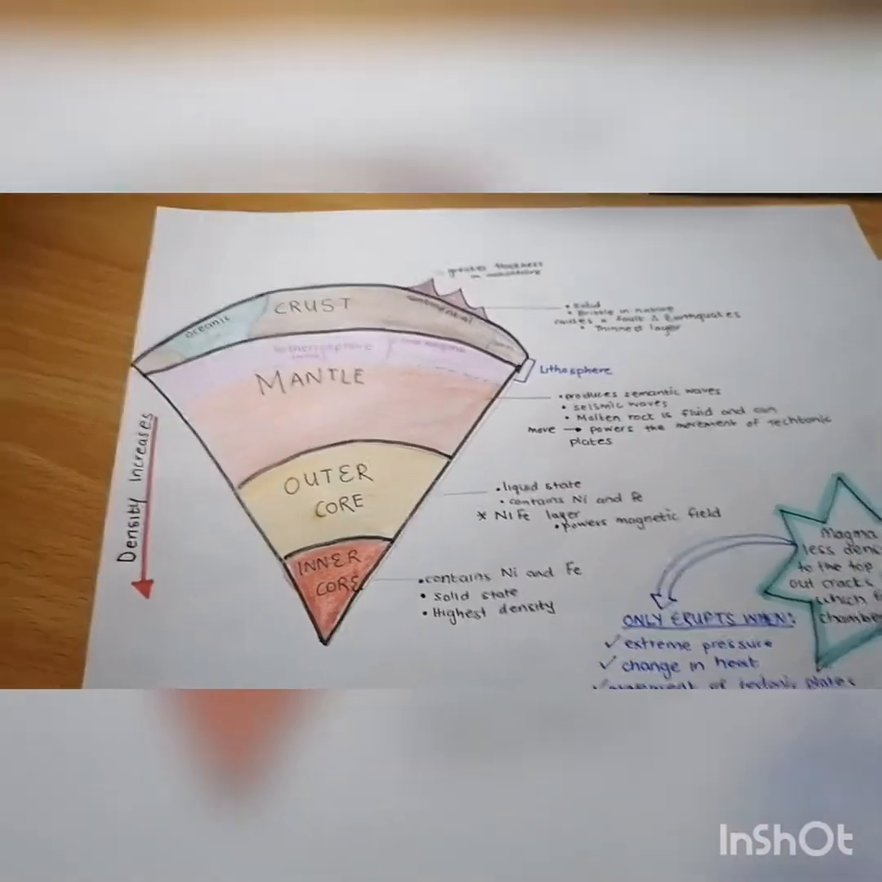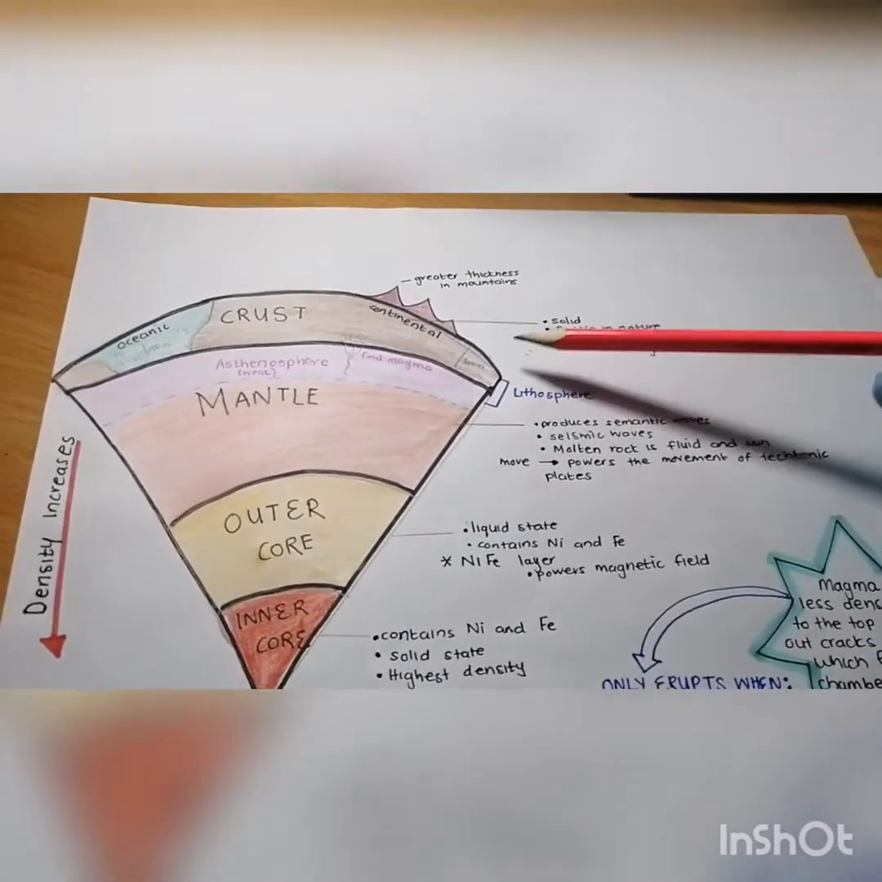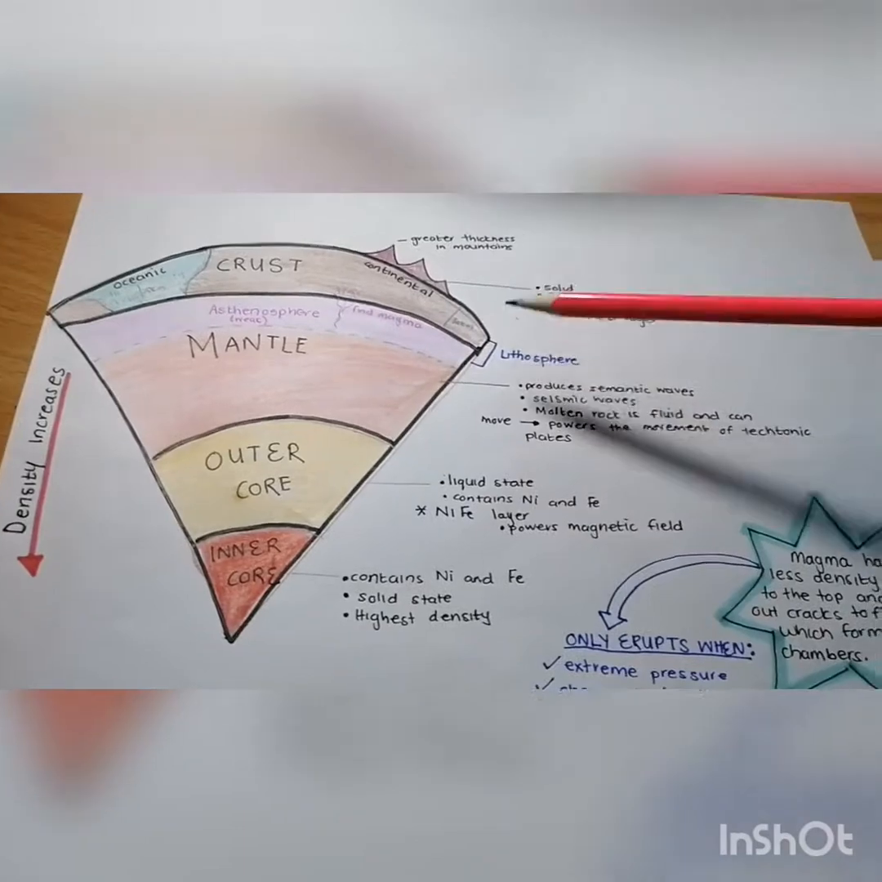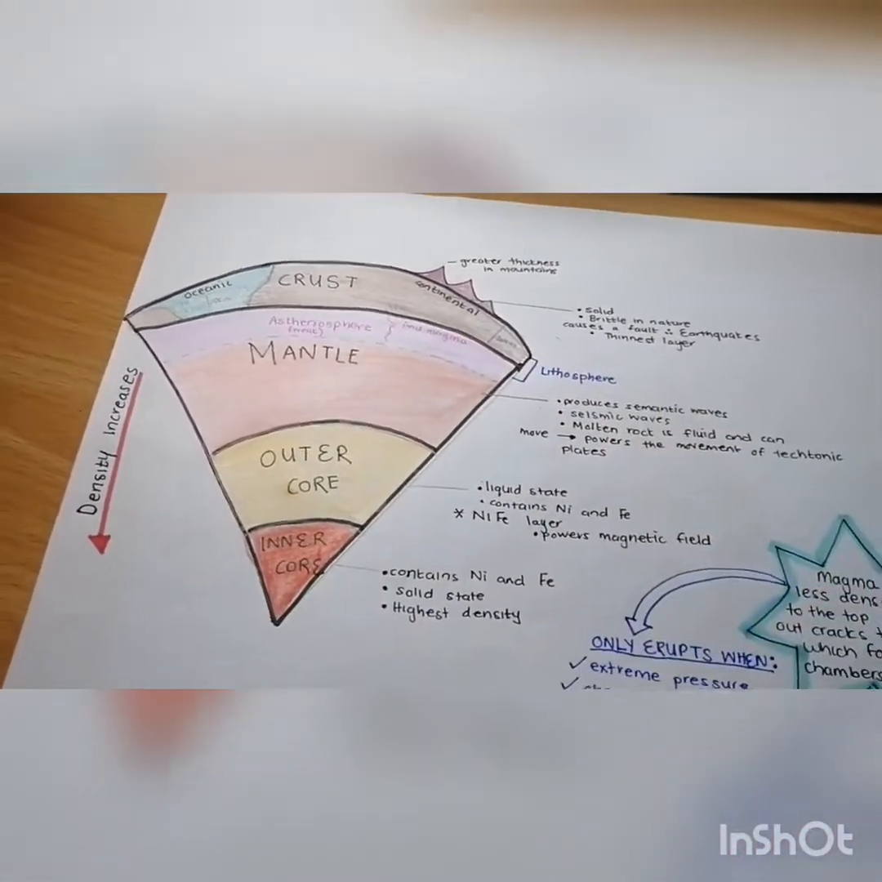Now, if we look at all of the layers, the density increases. So the lowest density would be the crust, which floats on top of the mantle. Then it's the mantle, the outer core, and the inner core, of course. Density increases.